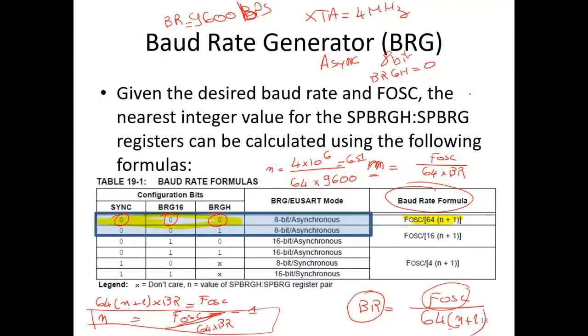So what is this n? Here we are in 8-bit mode, so this n is the value of the serial port baud rate generator. So the serial port baud rate generator here has the value 6, which is the decimal value.